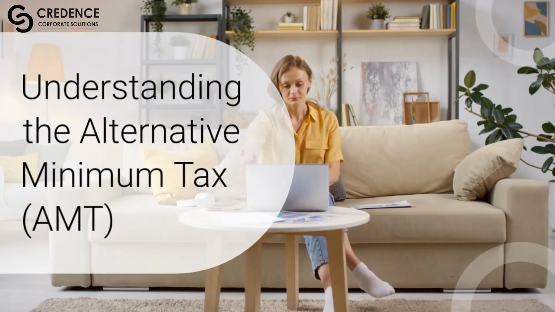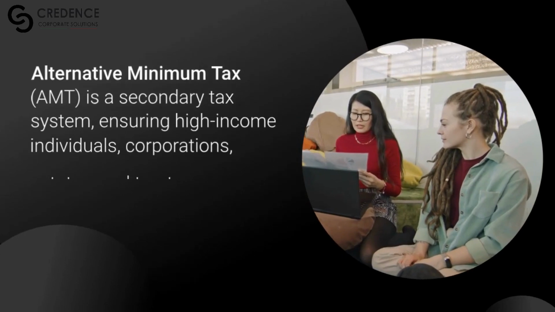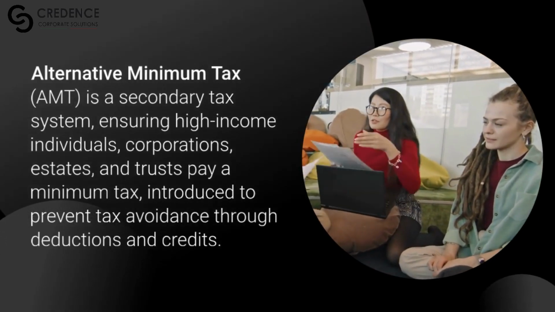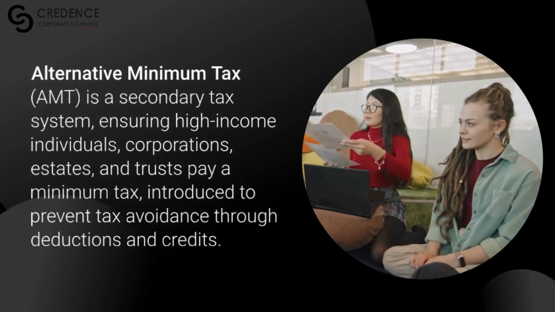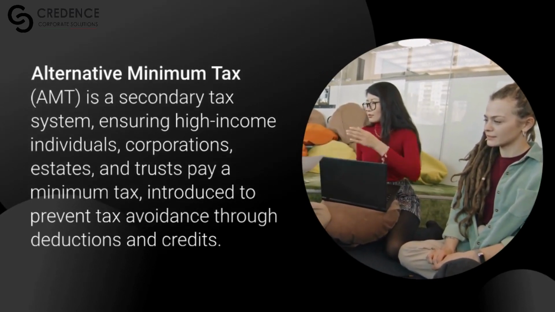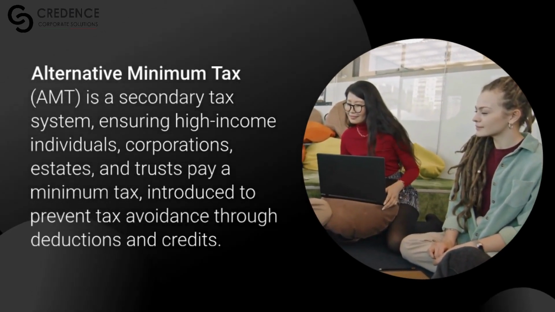Understanding the Alternative Minimum Tax, AMT. Alternative Minimum Tax, AMT, is a secondary tax system ensuring high-income individuals, corporations, estates, and trusts pay a minimum tax, introduced to prevent tax avoidance through deductions and credits.